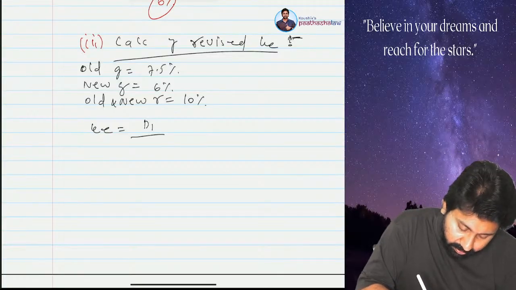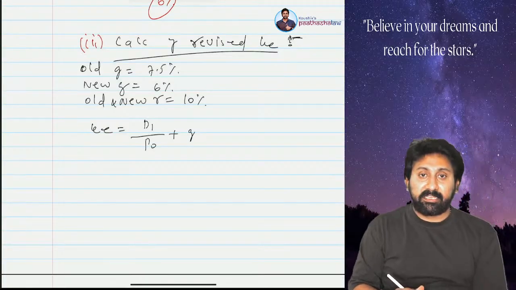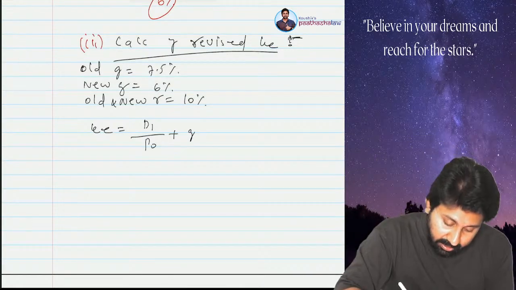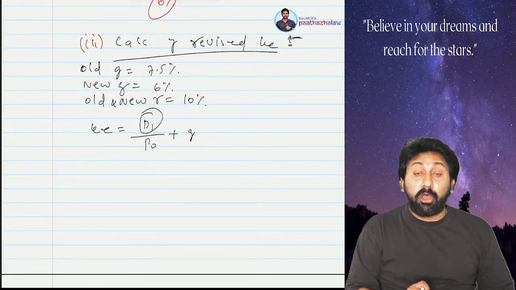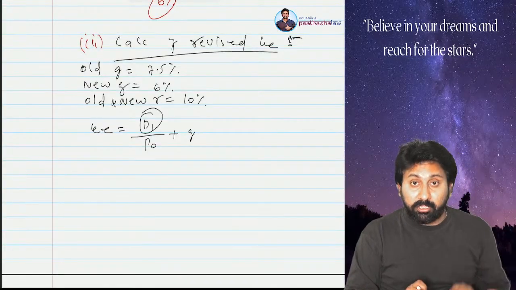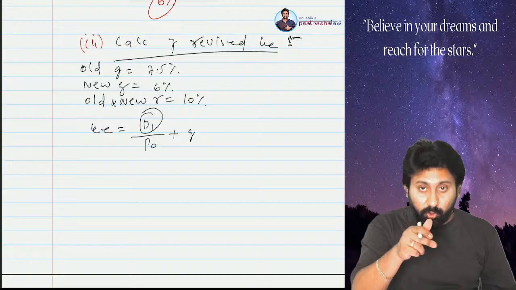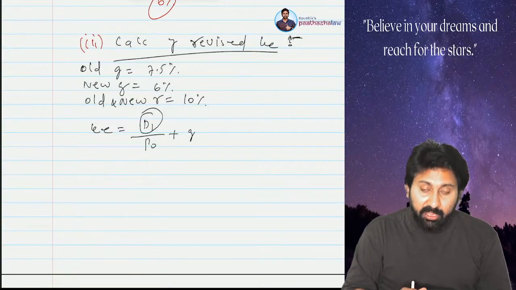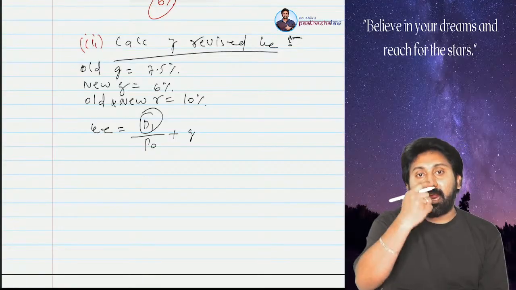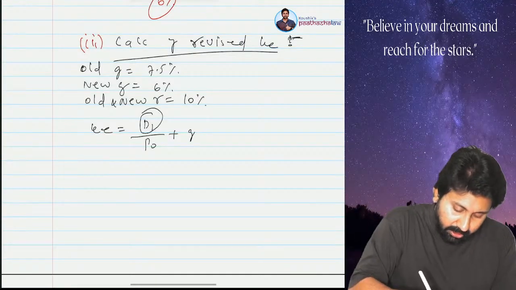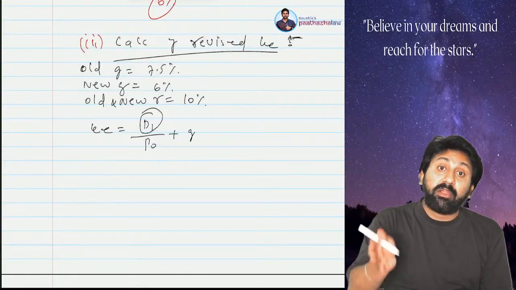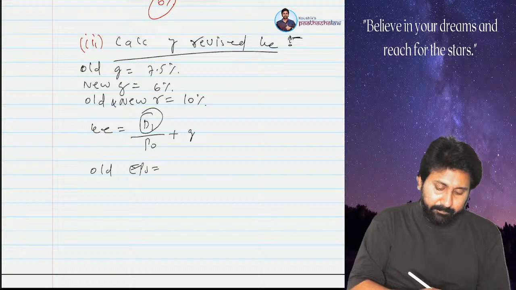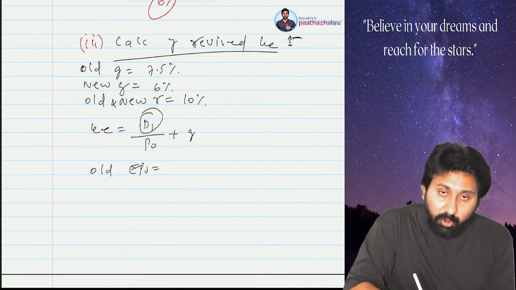KE equal to D1 by P naught plus G. However, understand this properly. However, this D1 should not be on the basis of the old growth. This should be on the basis of the new growth. Old growth is 7.5. New growth is 6%. On that basis of new growth, you have to calculate the D1. Okay. So therefore, first we need to know the old earnings. Old EPS.